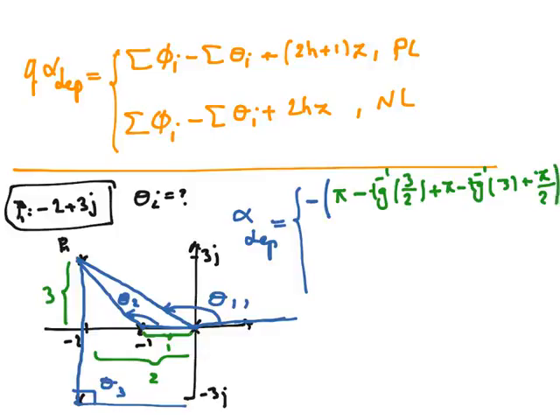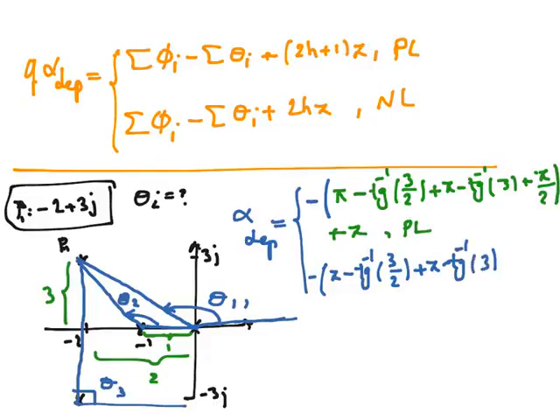So this is the sum of theta i's, and then we have (2h plus 1) times pi, h is equal to 0, so plus pi, this will be for positive locus. In the case of negative locus, we have minus [pi minus inverse tangent of 3 over 2 plus pi minus inverse tangent of 3 plus pi over 2] plus 0, and this is for negative locus.